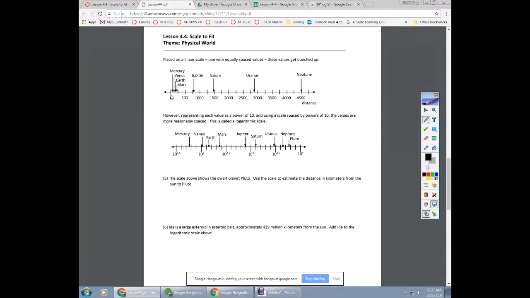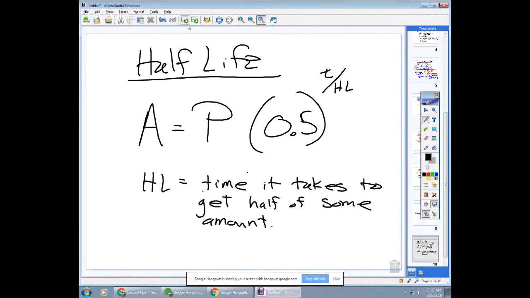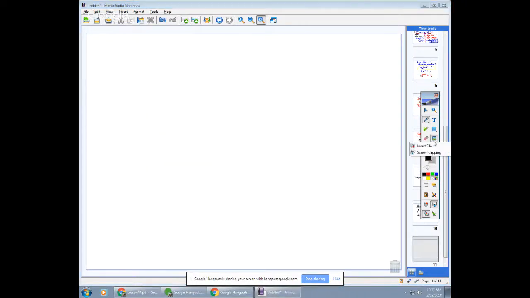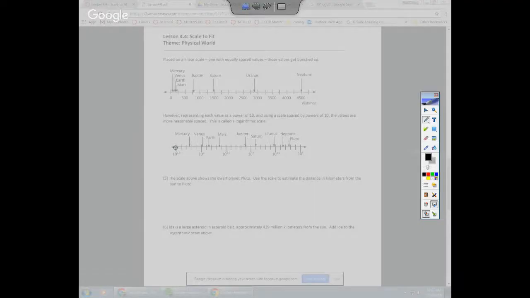So again, here we have a linear scale. Here we have what's called a logarithmic scale, which is basically a scale based on powers. And so I'm just gonna add that to my board just to give a quick note on it, and then I'll set you guys free to discuss question number 5 and 6.